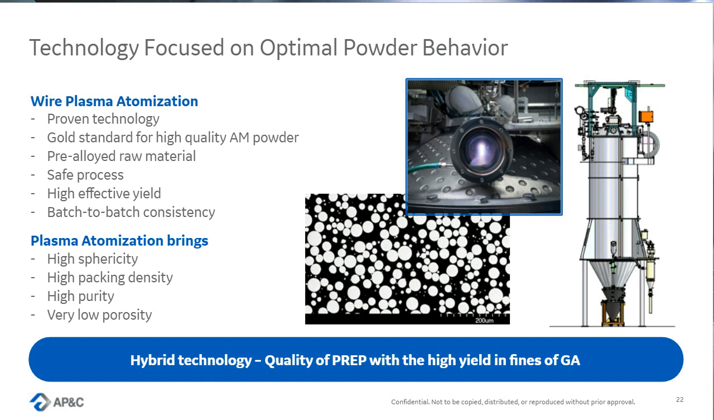And using a wire compared to a rod is even better because it's also a semi-finished product, so you remove even more the risk of having contaminants in your feedstock. Plasma atomization is known to give very high sphericity, high packing density, high purity, and very low porosity. We'll show on the next slide a bit why. But the fact that we're using a wire to make that powder ensures that we separate the melting phase from the feeding phase, which is not the case for crucible or IGA atomization.